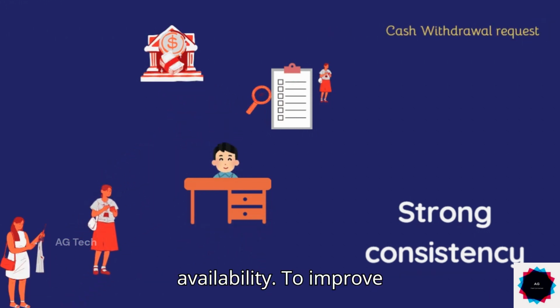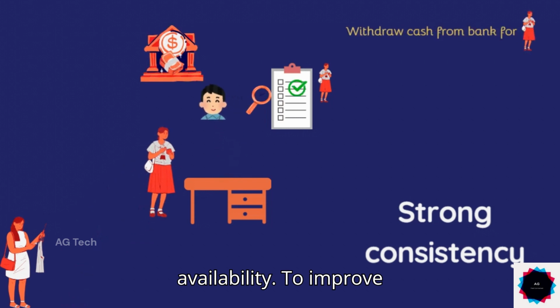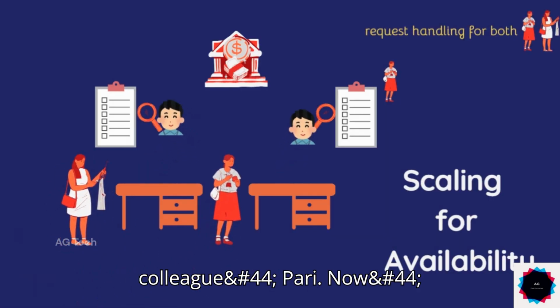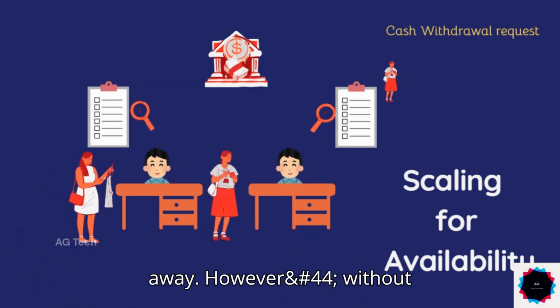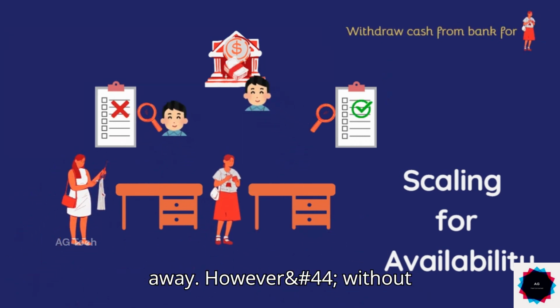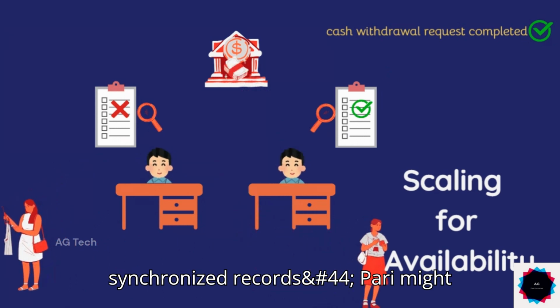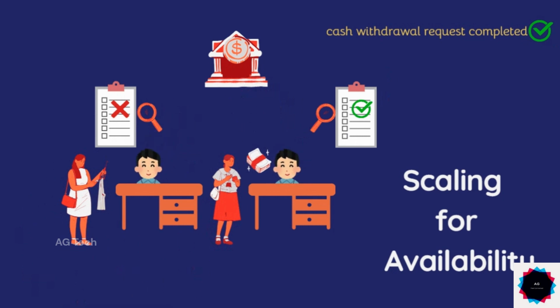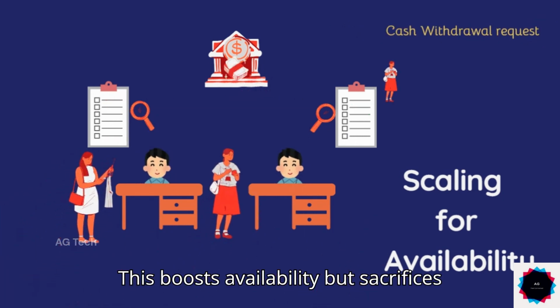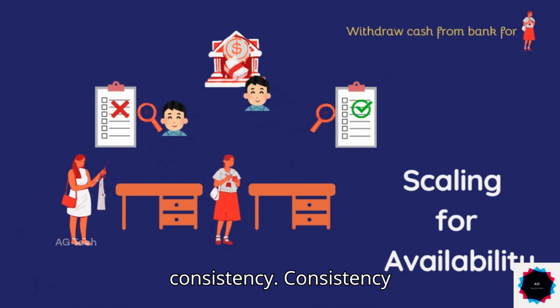Hiring a colleague, availability. To improve availability, you hire a colleague, Pari. Now, transactions can continue when you are away. However, without synchronized records, Pari might not know about deposits you processed. This boosts availability but sacrifices consistency.